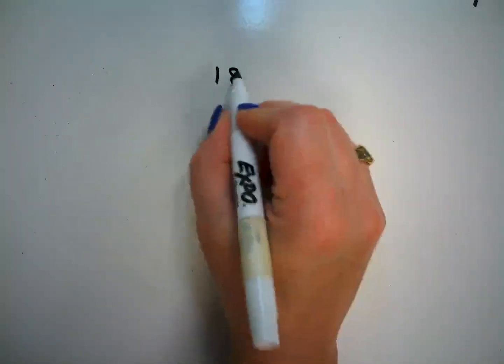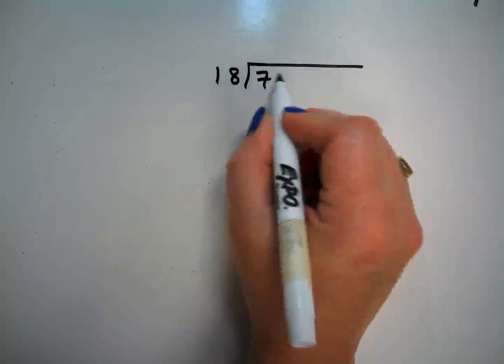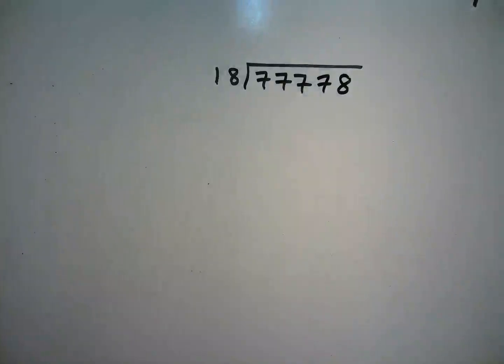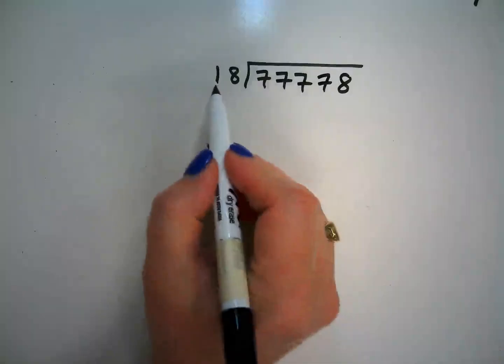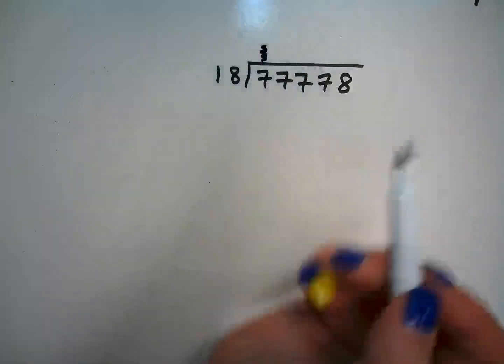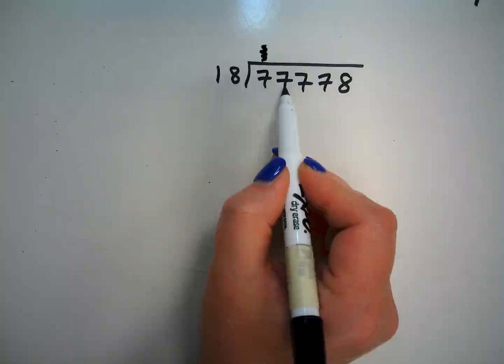So this question again is 18 goes into 7,778. All right, so the first question you should be asking yourself is, does 18 go into 7? No, it doesn't, so we're going to put nothing here. Does it go into 77? Yes.